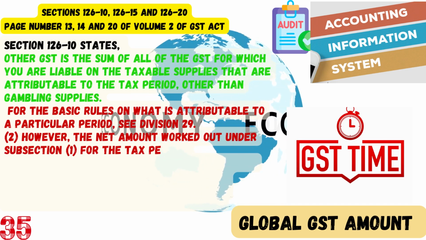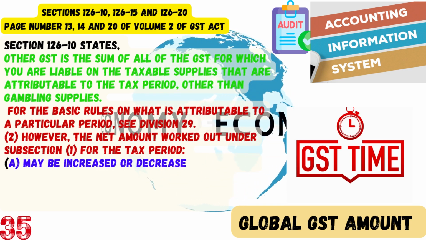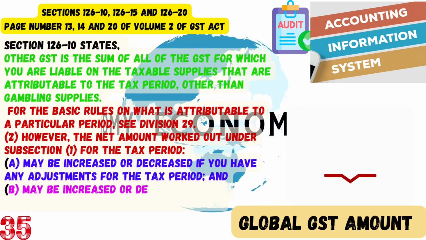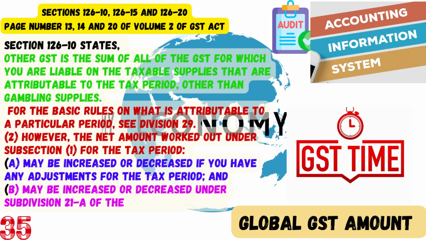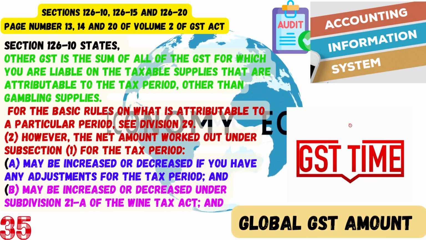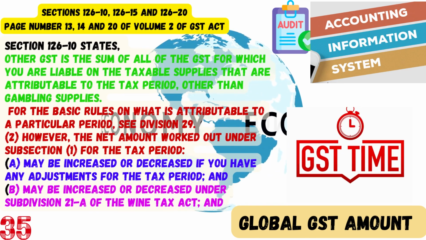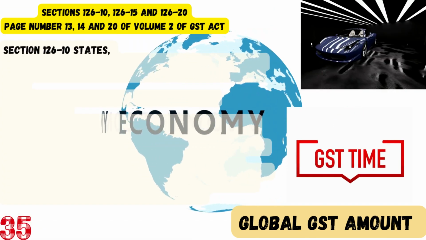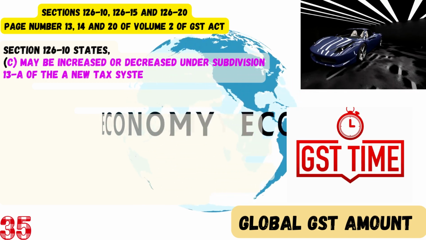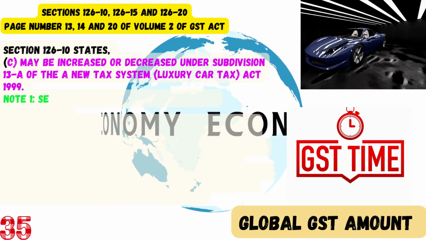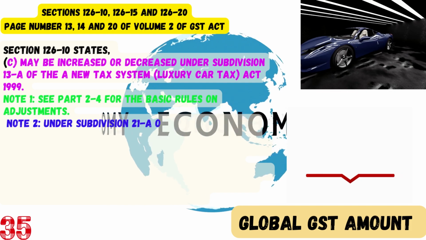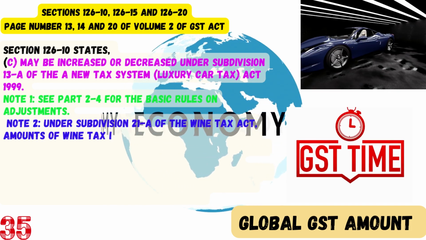However, the net amount worked out under subsection 1 for the tax period: A, may be increased or decreased if you have any adjustments for the tax period; B, may be increased or decreased under subdivision 21A of the Wine Tax Act; and C, may be increased or decreased under subdivision 13A of the A New Tax System (Luxury Car Tax) Act 1999. Note 1.